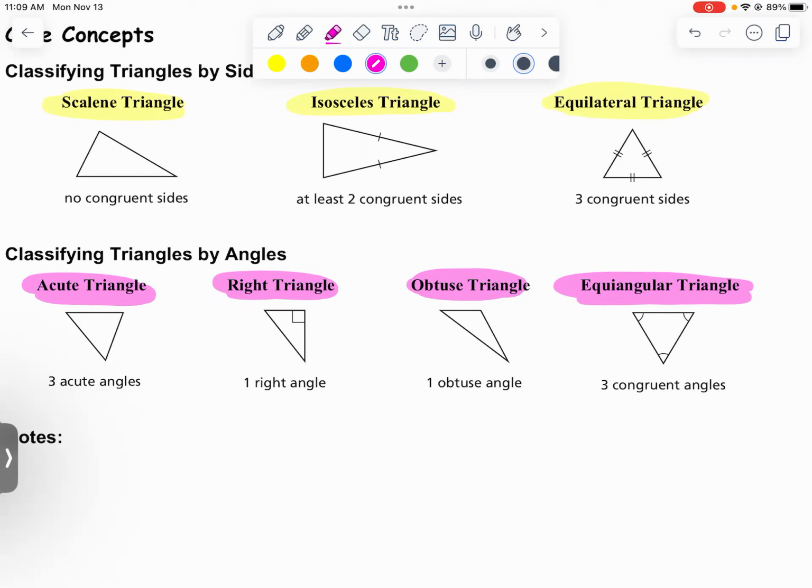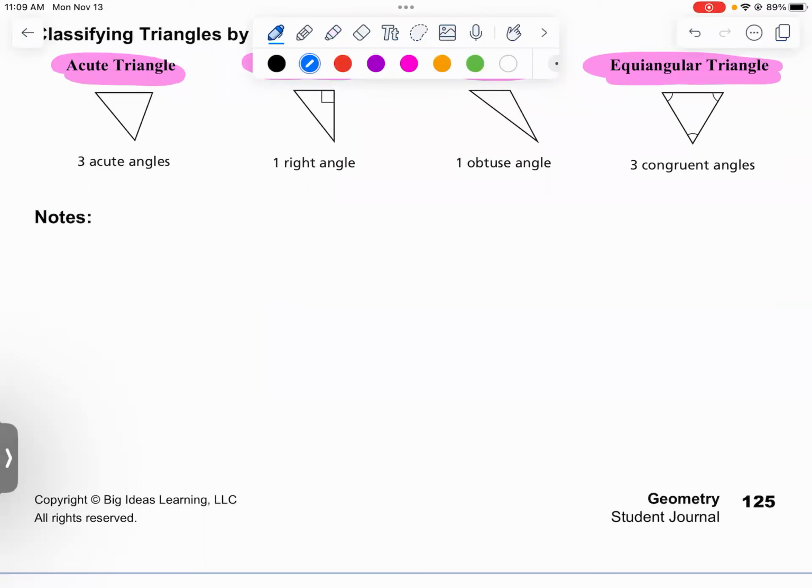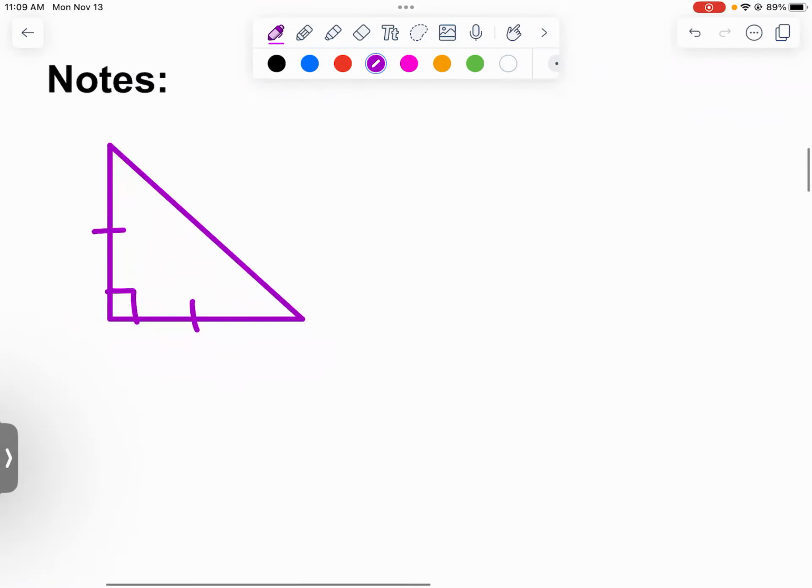So I'm going to give you a triangle, and we are going to decide what its classification is by both its sides and its angles. Are you ready? Draw the most beautiful triangle known. There's my beautiful triangle. Sam, what is it? Right triangle.